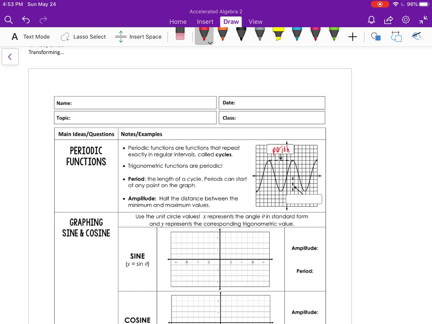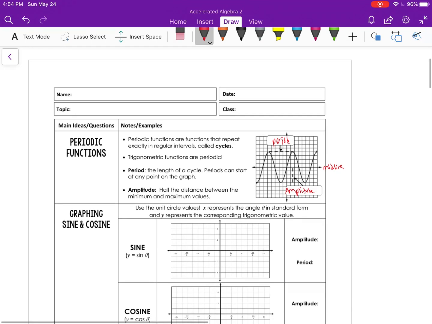So how far it is between a common point, like maximums or minimums. That's really important to know. And also, an amplitude is how far away the maximums or minimums are from the midline. That's not really written on this paper, but there's a midline that represents the middle, and the amplitude is the distance. Basically, it's half the distance between the maximum and the minimum values, which is another way of saying the distance from the midline to the max or the midline to the min.